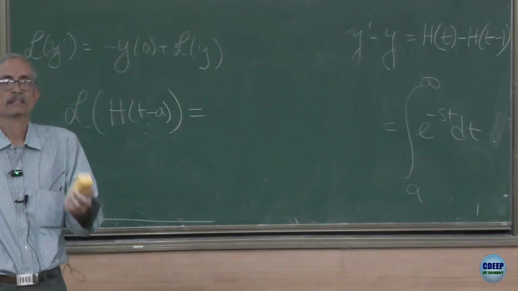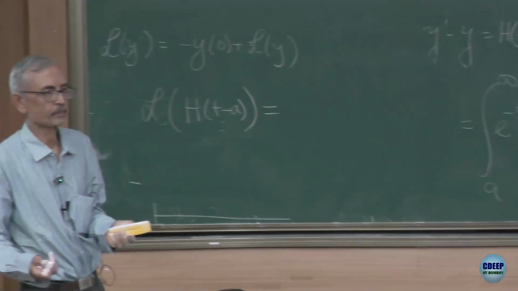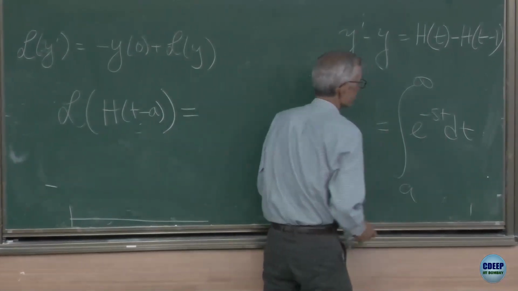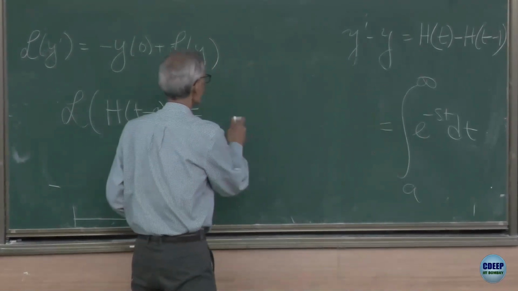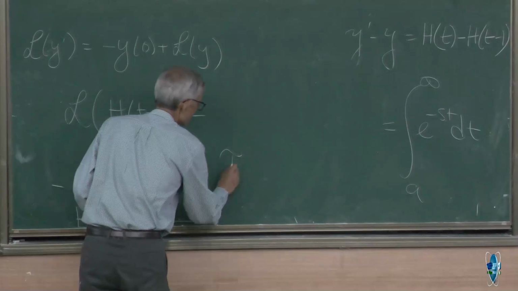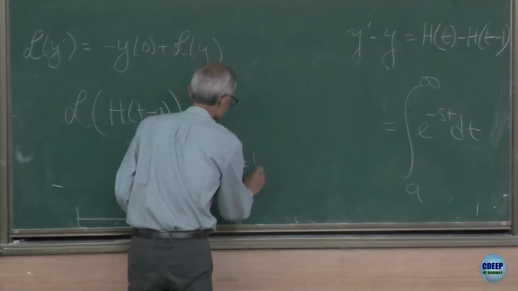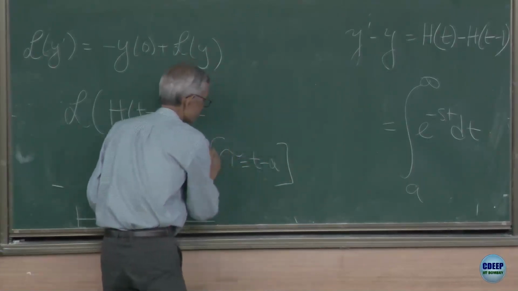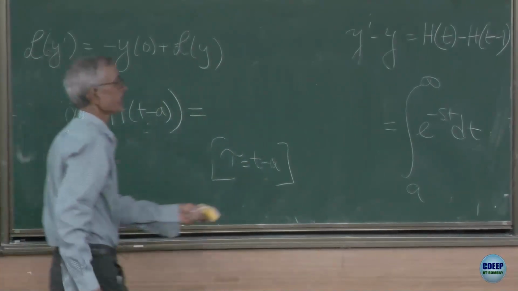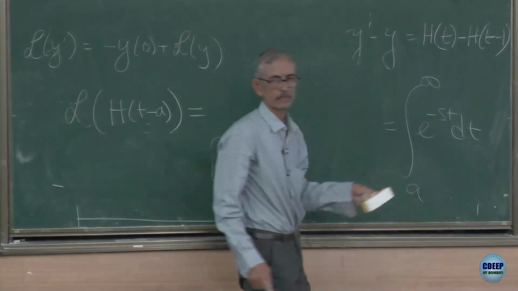And what is the integral from a to infinity? I need a change of variables now, right? Let me say tau is equal to t minus a. Of course I use this tau very much, but nevertheless, I just use a change of variable, that's all. Tau is t minus a. I've got a dt here. What is dt, therefore?